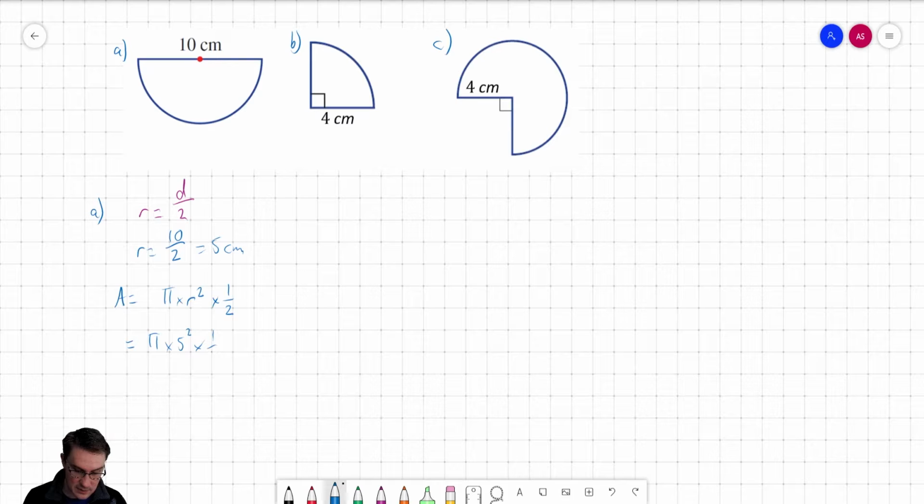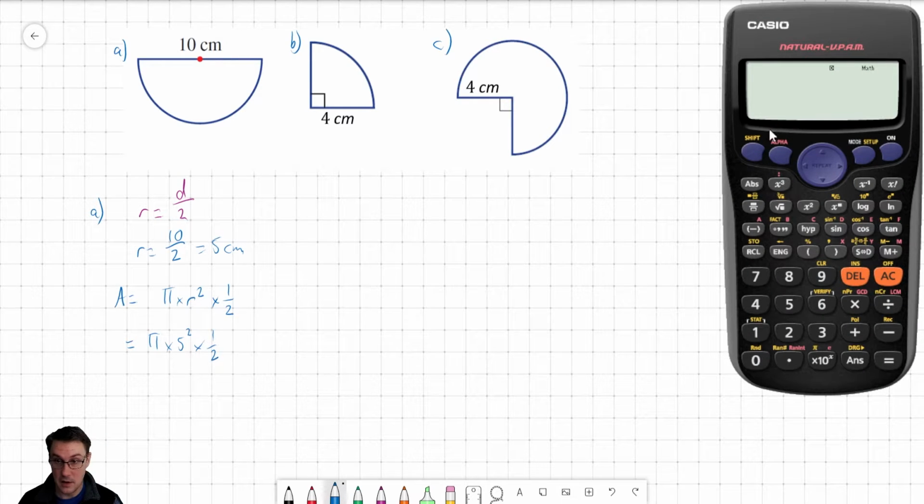In our calculator now, we're going to type shift pi times 5 squared times 1 over 2. And what we'll see here is we get the area, which is going to be 39.27 when we round this to 2 decimal places, and that's going to be centimeters squared.